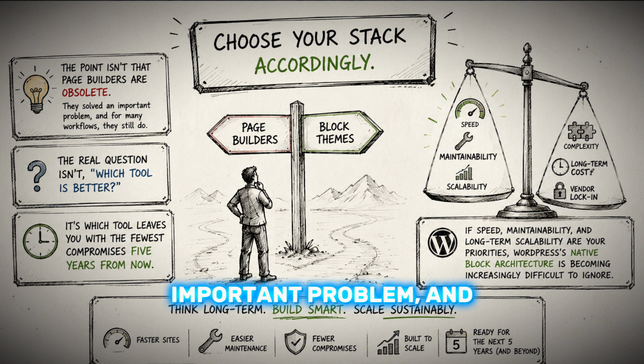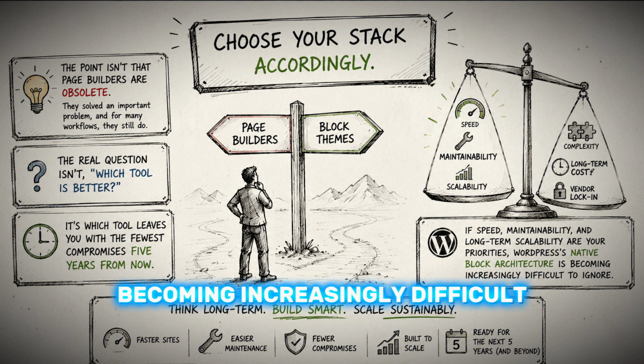They solved an important problem, and for many workflows they still do. The real question is what you're optimizing for. If speed, maintainability, and long-term scalability are your priorities, WordPress's native block architecture is becoming increasingly difficult to ignore.